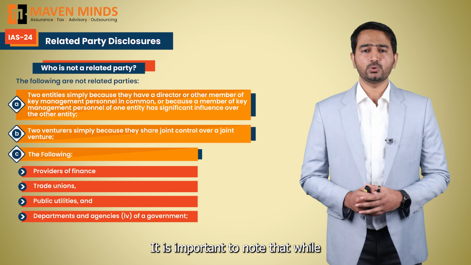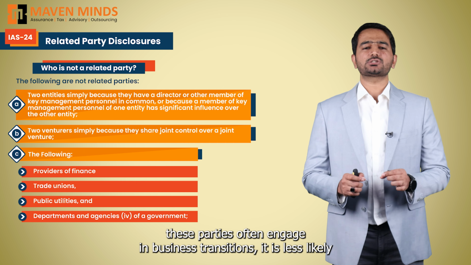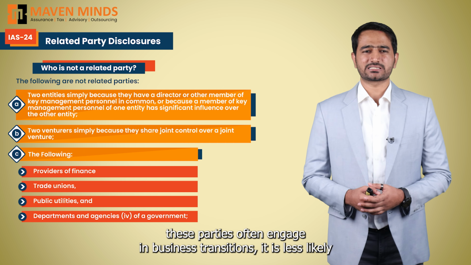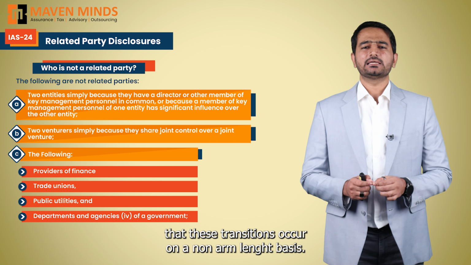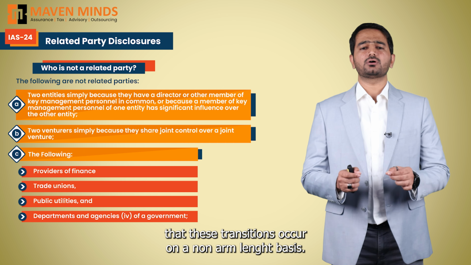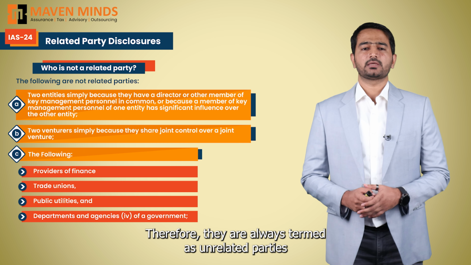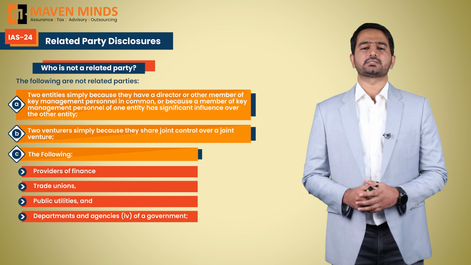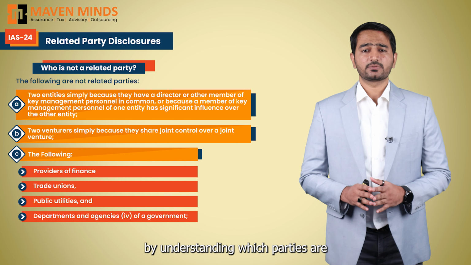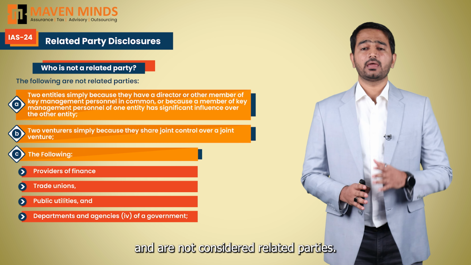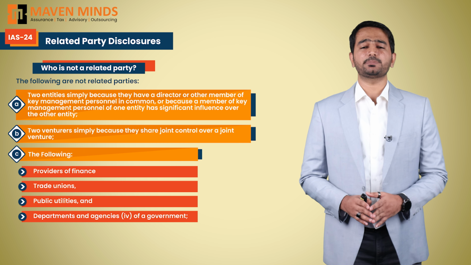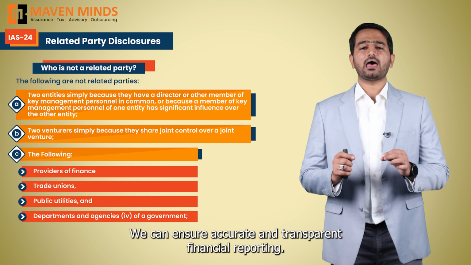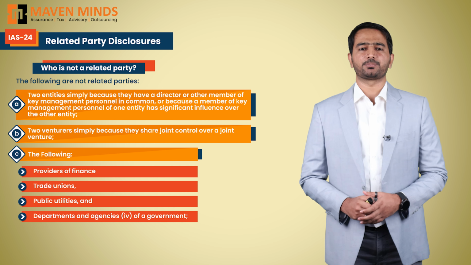It is important to note that while these parties often engage in business transactions, it is less likely that these transactions occur on a non-arm's length basis. Therefore, they are always termed as unrelated parties. By understanding which parties are and are not considered related parties, we can ensure accurate and transparent financial reporting.